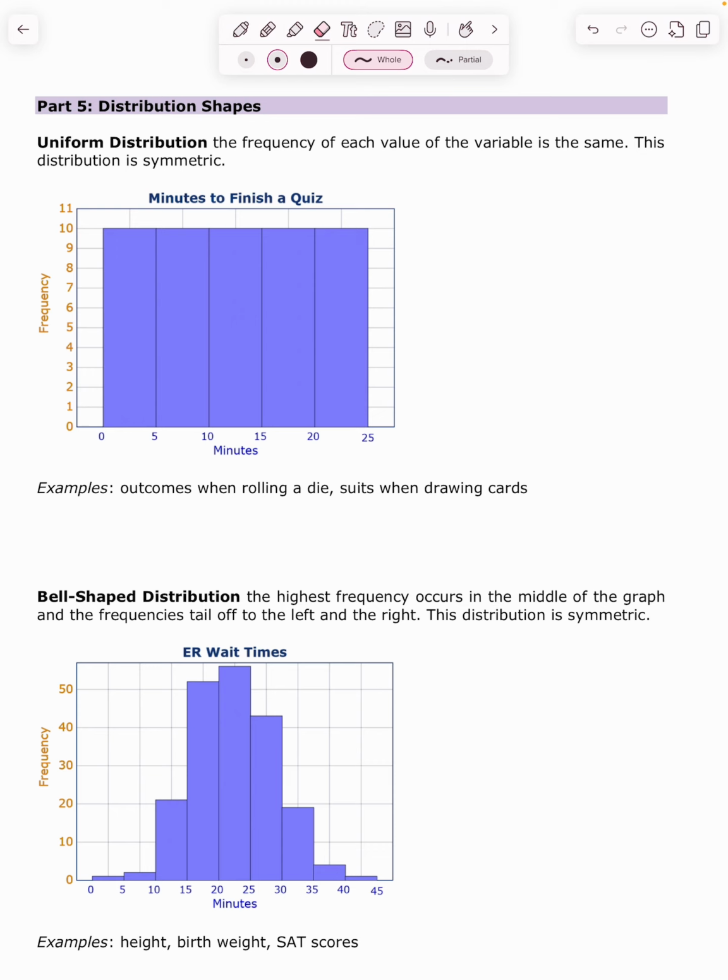The example graph I have here is the minutes it took to finish a quiz and how many students. I don't know that that would really be uniform, possibly depending on the quiz and the class. But as you can see, the height of all of the bars is the same. If I draw a line over it, I can draw a nice straight line over the top.